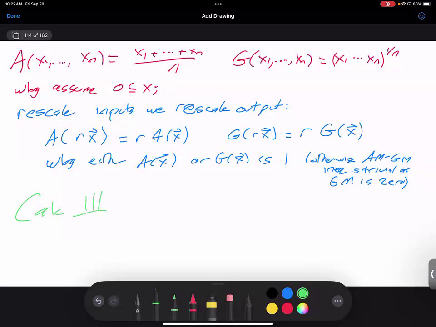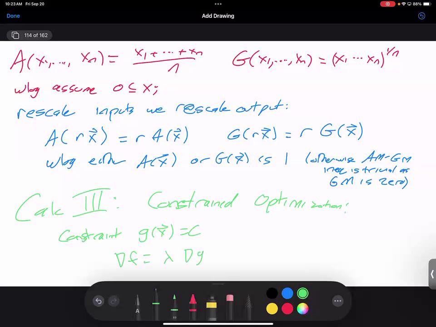Calc 3, constrained maximization, or constrained optimization. This is where you have the constraint, say g of x equals c. You look for gradient of f equals lambda gradient of g. And that's going to be a system of n+1 equations, n+1 unknowns: the x1 through xn and lambda. Lambda is the helping variable. We don't really care about lambda at the end of the day, but it helps us get to the right answer.